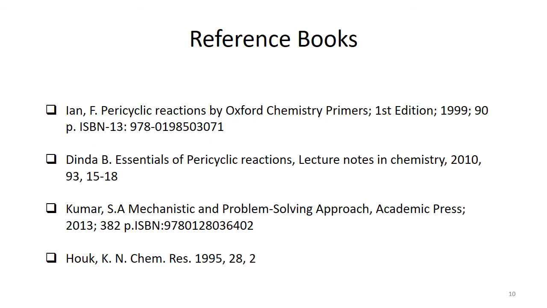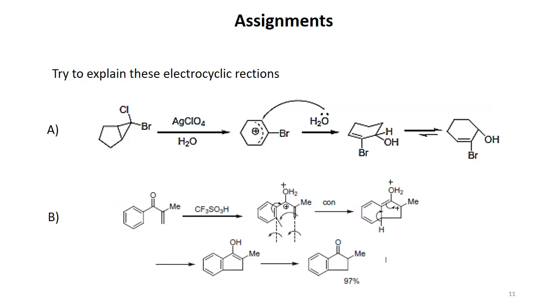These are the reference books. You had better go through them. Okay. Try to explain these two reactions here. Like in the first reaction, you have a system where you get a cation here, an intermediate cation, and that intermediate cation is converted into a carbon-carbon double bond after the electrocyclization reaction. So you have to explain what kind of pi electronic system is here, and which bonds are breaking or which bonds are formed here.